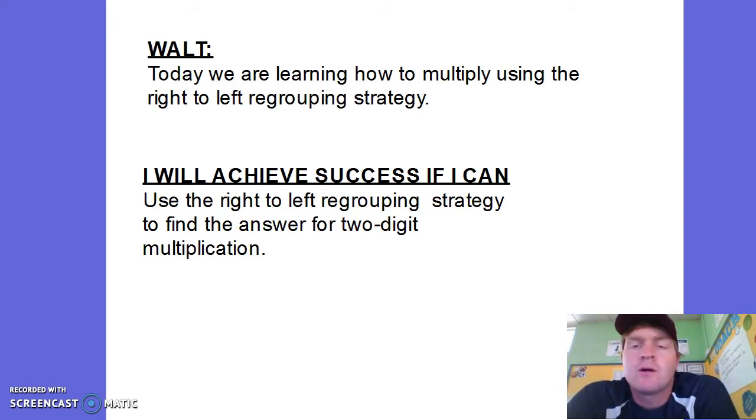This week we're all focusing on multiplication, and I've got 2 videos this week, one that we're going to watch in class and then one that we are going to watch for homework. What we are learning to do today is how to multiply using the right to left regrouping strategy, and at the end of this lesson hopefully you'll be able to use the right to left regrouping strategy to find the answer for 2-digit multiplication. So that's our goal.